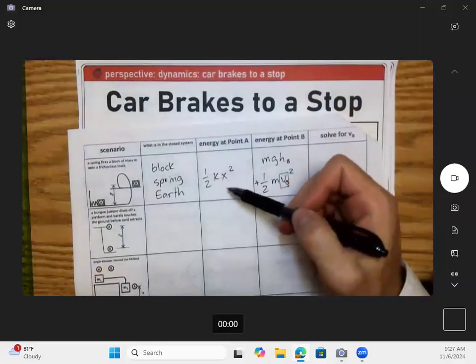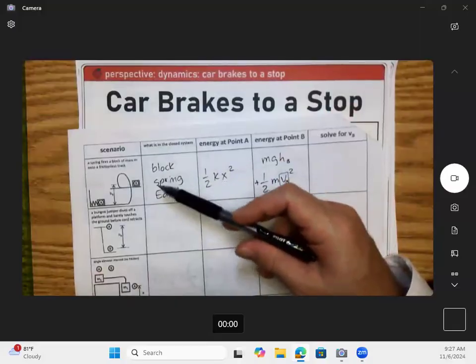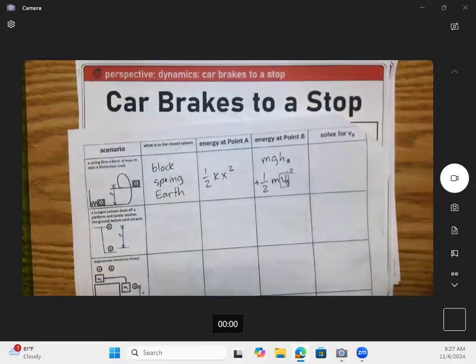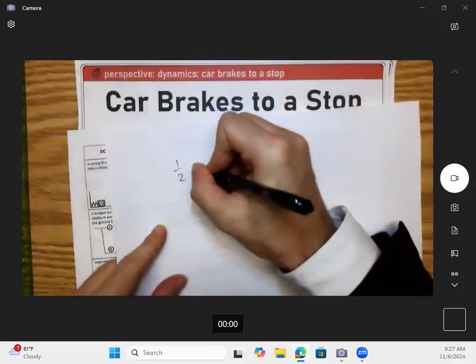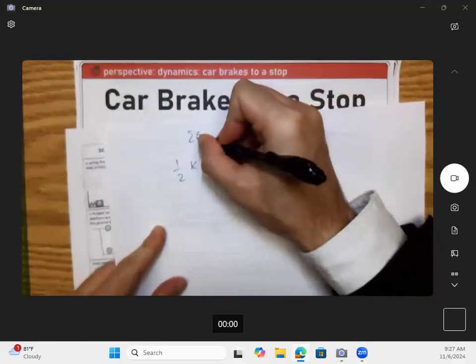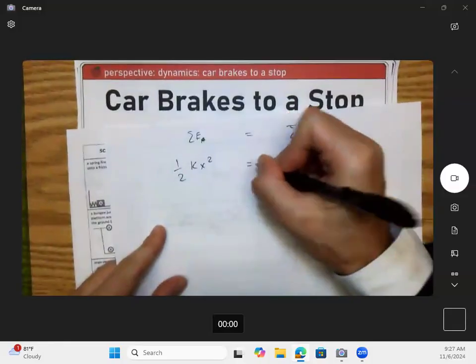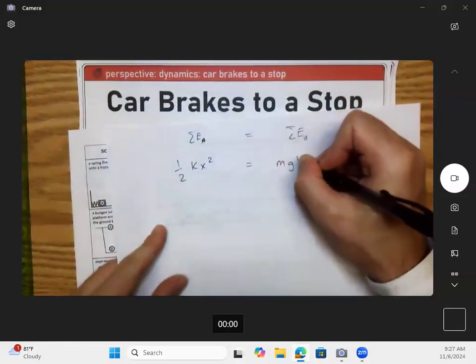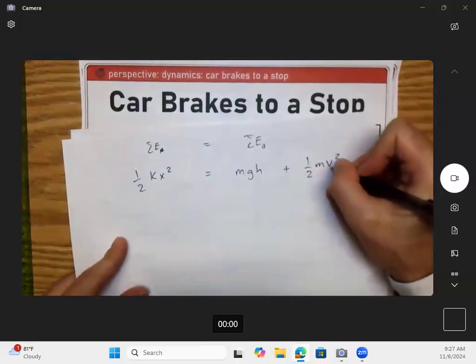Maybe it started off with 100 joules of energy in the spring, and maybe it took like 10 joules to lift to that height, and the other 90 joules are now in its motion. Possibly, I don't know. Could be. So solve for the speed at point B. So I got 1/2 kx squared. This is sum of energy initial at point A equals sum of energy at point B. So 1/2 kx squared equals, well, it took some mgh to lift to that height. And then I have left over some 1/2 mv squared at point B.